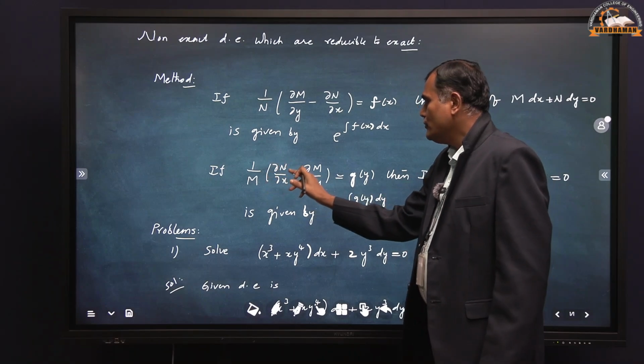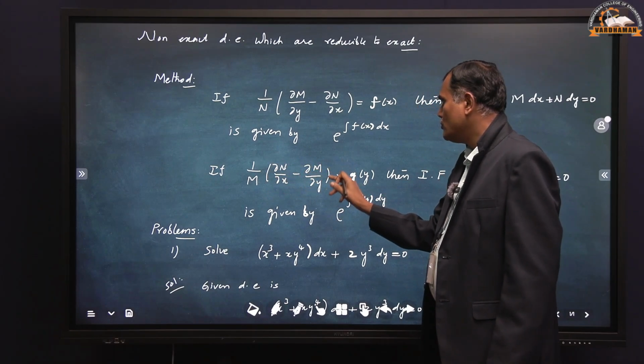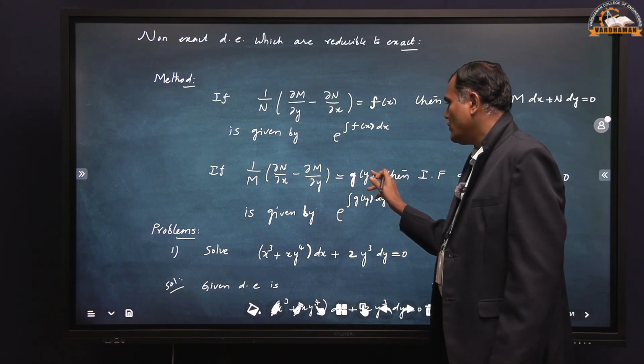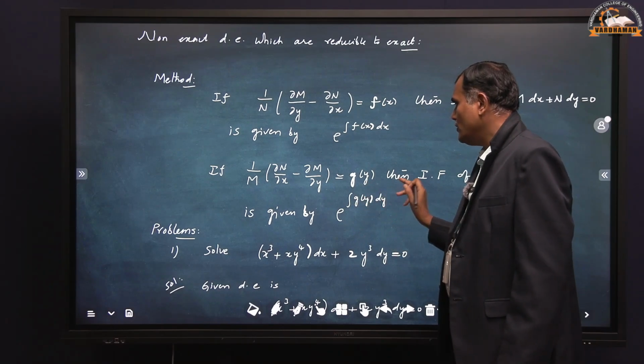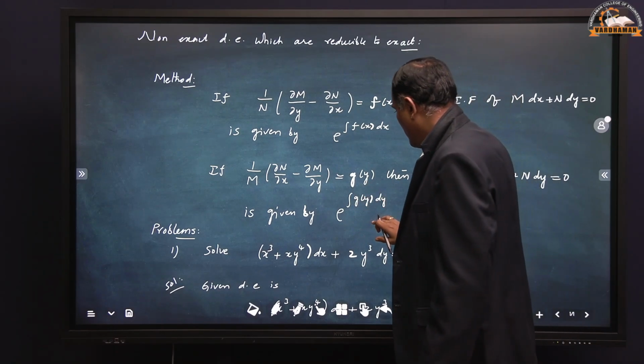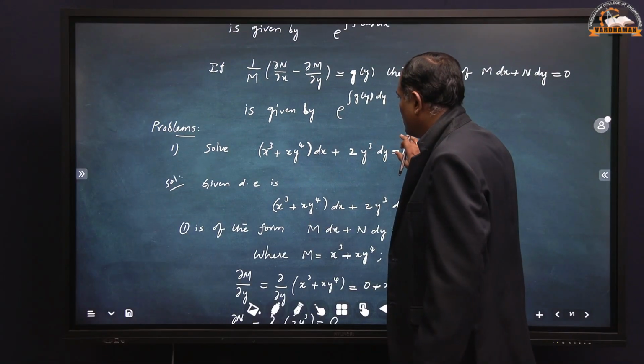1 by m times dou n by dou x minus dou m by dou y. If this is a function of y, then the integrating factor is given by e power integral g of y dy. Now let us find the integrating factor using this method.